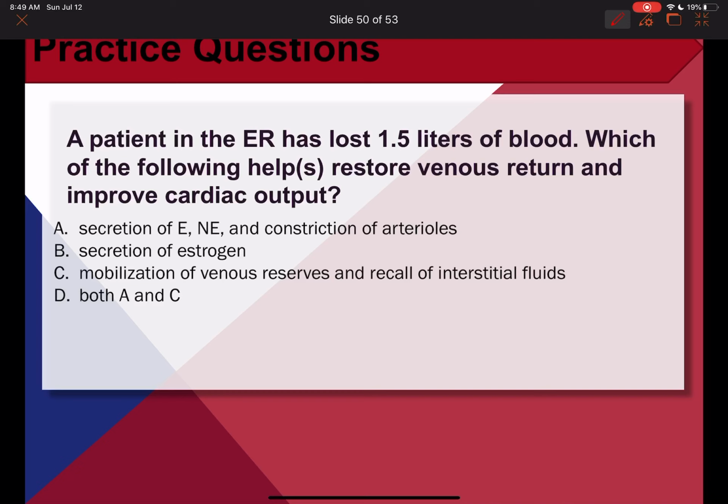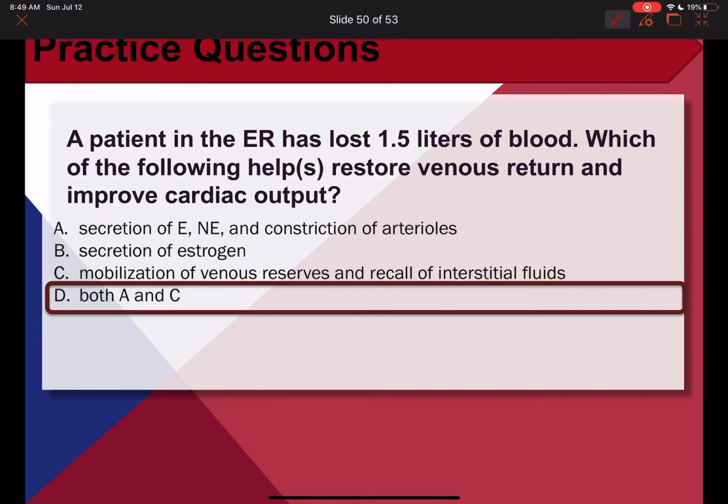A patient in the ER has lost 1.5 liters of blood. Which of the following helps restore venous return and improve cardiac output? Both A and C. Secretion of epinephrine and norepinephrine, the fight or flight sympathetic nervous system, causes constriction of arterioles, vasoconstriction, and then mobilization of venous reserve, venoconstriction, to result in recall, and also recall of interstitial fluid. We talked about that in capillary exchange.